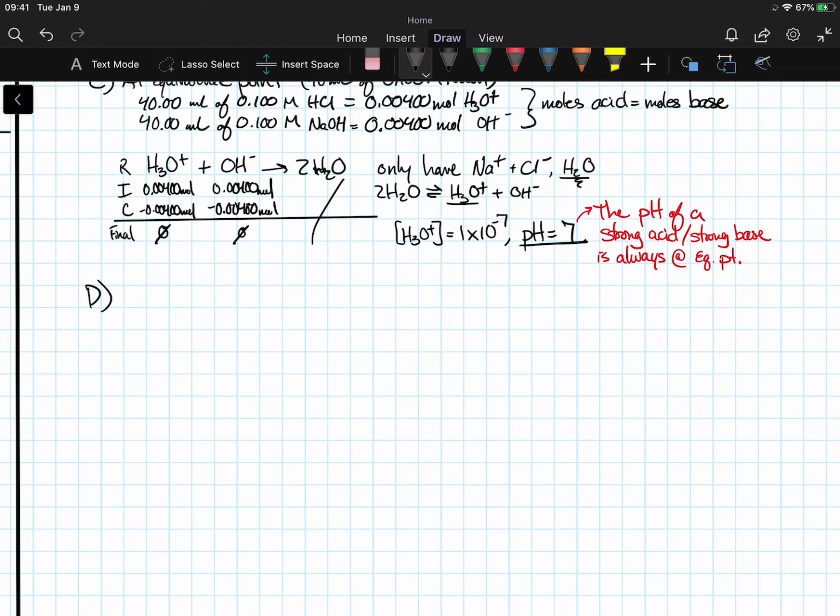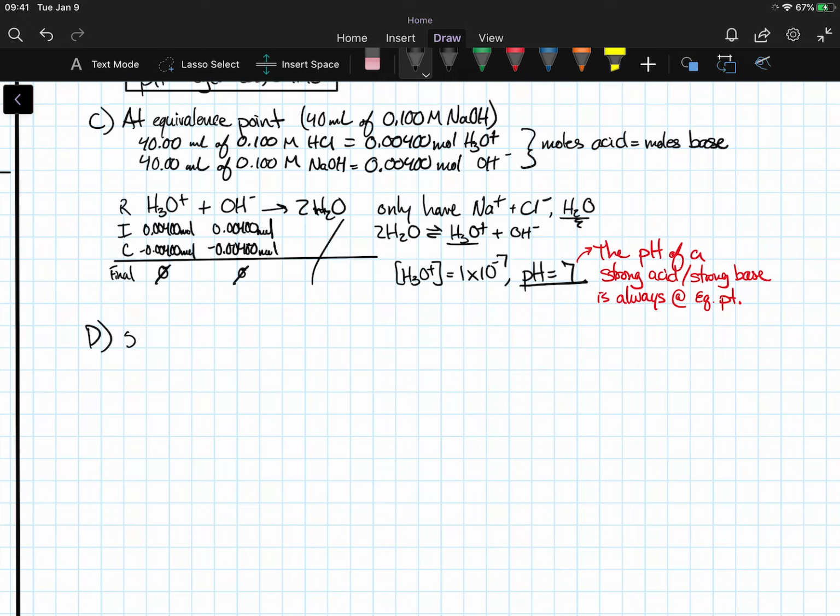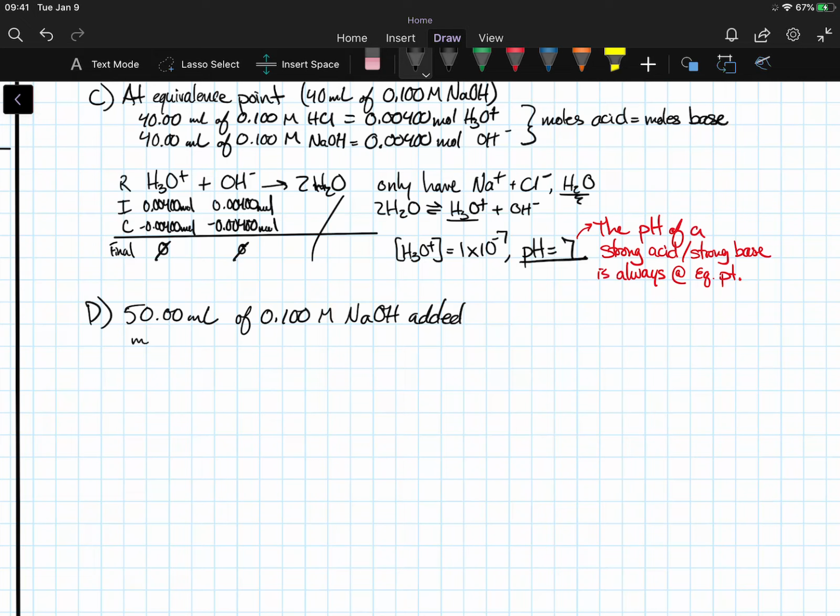Alright, part D, we're going to go past the equivalence point and continue adding some hydroxide. And so now let's say we've added 50 milliliters of the 0.100 molar NaOH. So again, let's calculate how many moles we had of each. Moles of H3O+ at the very beginning, before we've done all this, we had 0.00400 moles of H3O+. And now that we've added the 50 milliliters of the hydroxide, the moles of OH- is going to be 0.100 molar times the 50 milliliters, turn that into liters, and we end up with 0.00500 moles of the hydroxide.